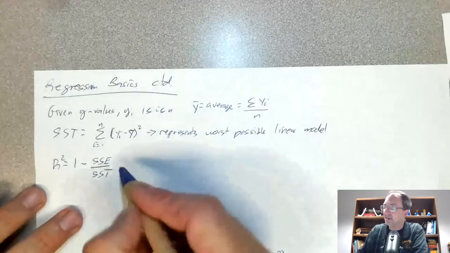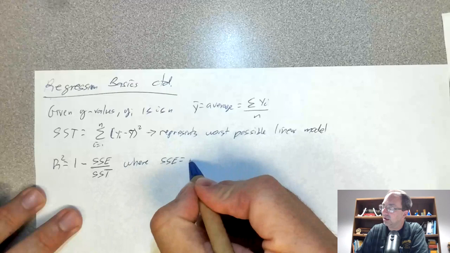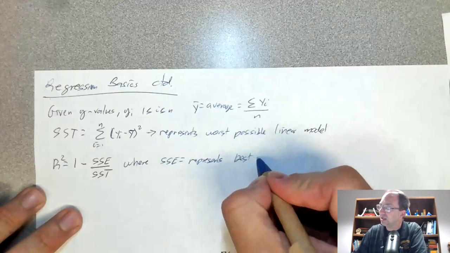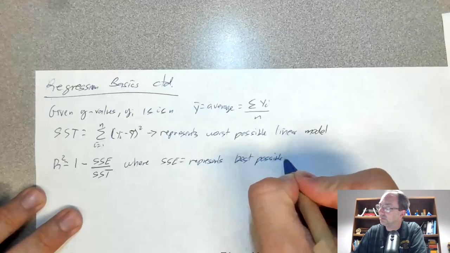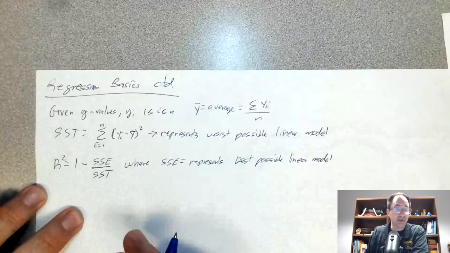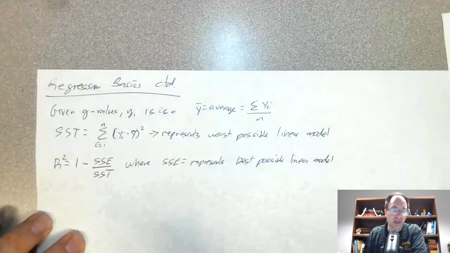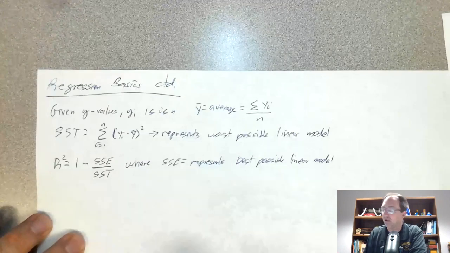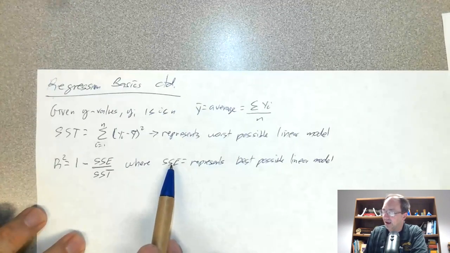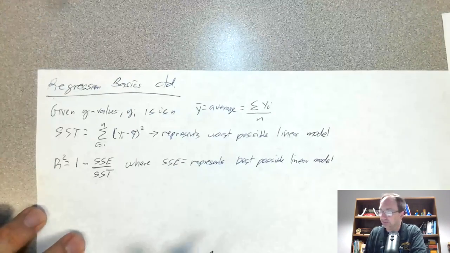So remember SSE here, where SSE represents the best possible linear model. Now keep in mind, we use SSE as just a general measure for any model, where we take a given model, calculate the squared error, and then add it all up. So in this one, we're saying, all right, let this represent the actual least squares model and this represent that y bar model.